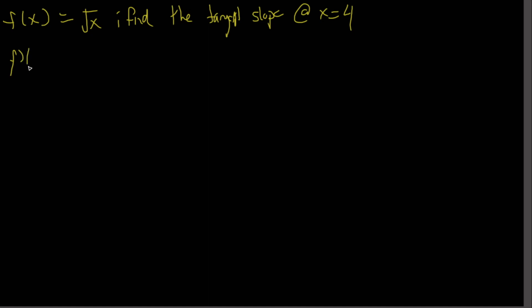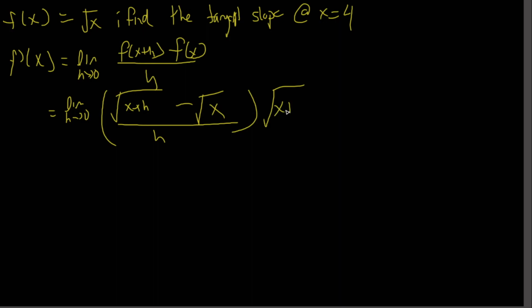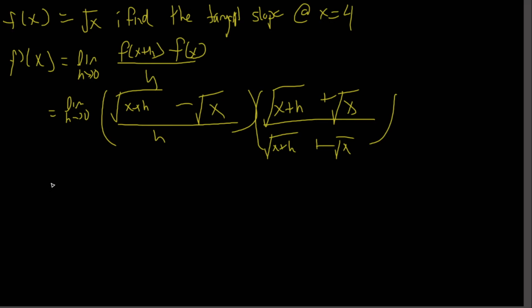Okay, so f prime at x, we know that is equal to the limit as h approaches 0 of f of x plus h minus f of x over h. This would equal the limit as h approaches 0 of the square root of x plus h minus the square root of x over h. And we would multiply it by the conjugate, right? So this would be the square root of x plus h plus the square root of x over the square root of x plus h plus the square root of x. We had to multiply the numerator and the denominator by the same thing.